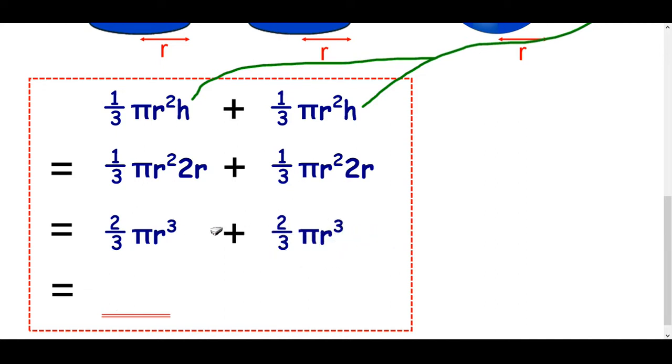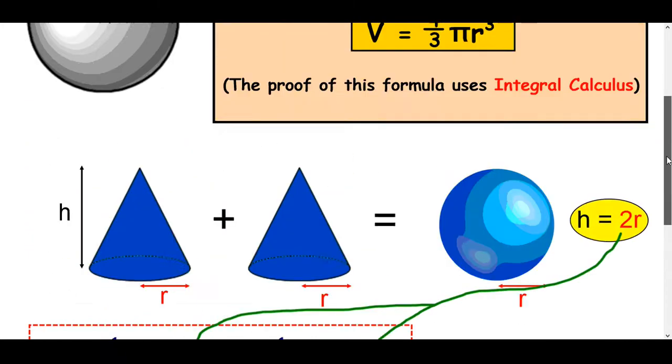Now I can collect these together because they're the same. I've got lots of pi r cubes and more pi r cubes. So I really need to do 2/3 plus 2/3. And 2/3 and 2/3 makes 4/3. And there you have, quite nicely, the volume of a sphere formula, which is given up here.